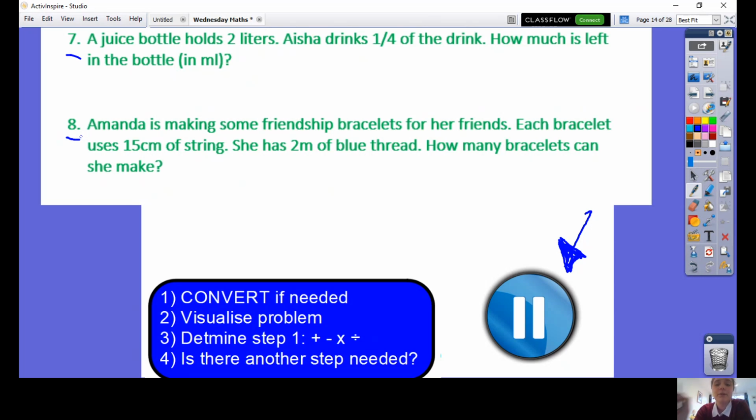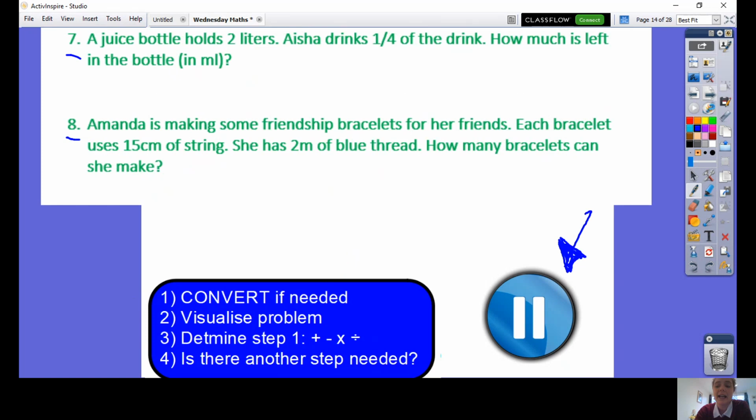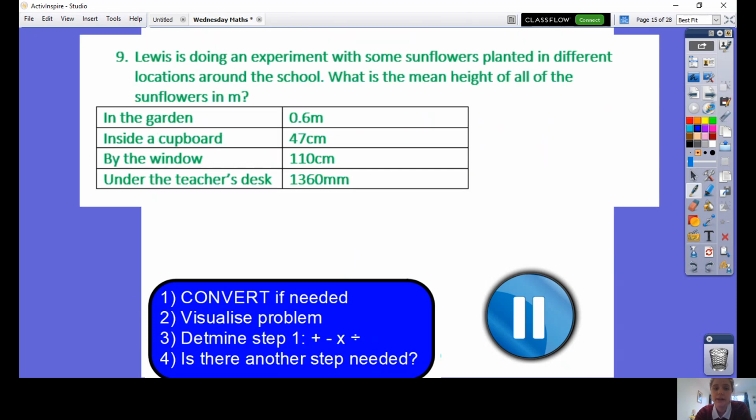Okay, you need to have finished all of these independent questions. So that's 4, 5, 6, 7 and 8. If you haven't done them, rewind the video and go back and give yourself enough time to complete them. You're now going to solve question 9. This question is involving the mean and conversion.